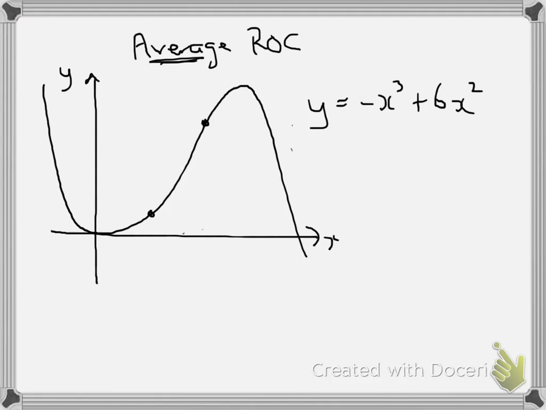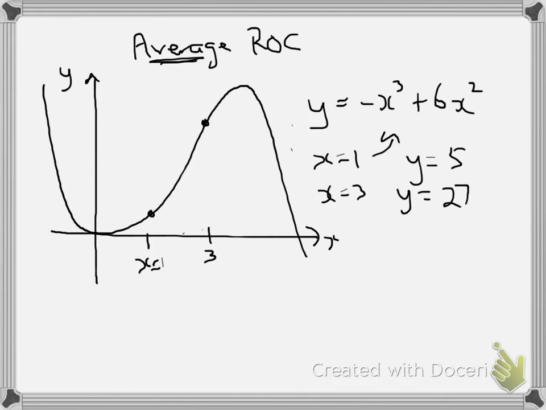We're finding the average rate of change from when x equals 1 to x equals 3. The first thing we want to say is, well, what are the y values when x is 1? So when x is 1, sub it in, and we get y equals 5 in this equation. When x is 3, you sub it in, and I think y comes out to be 27. So let's think of those 2 points.